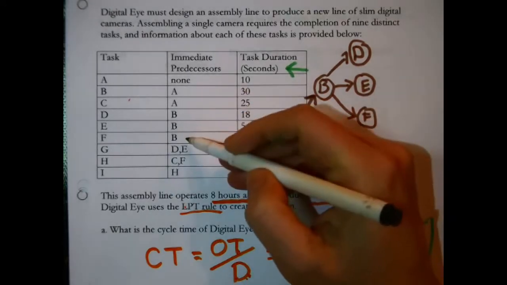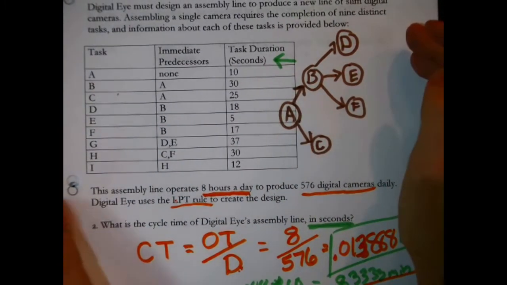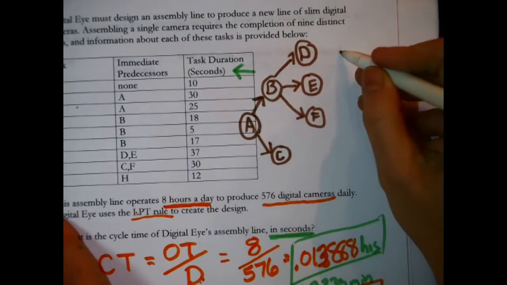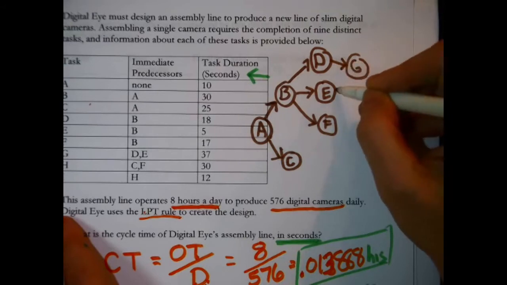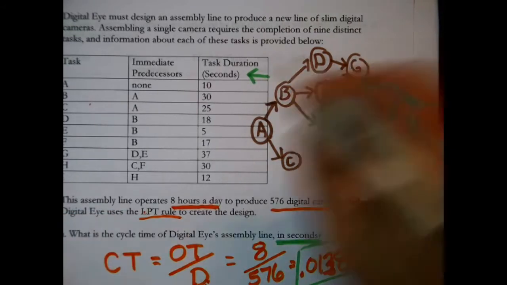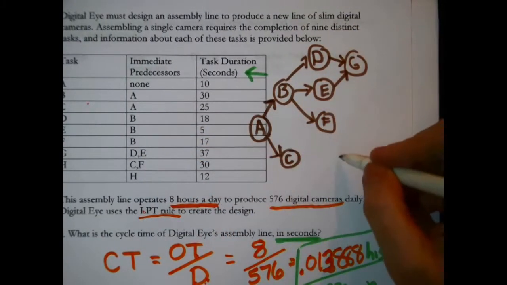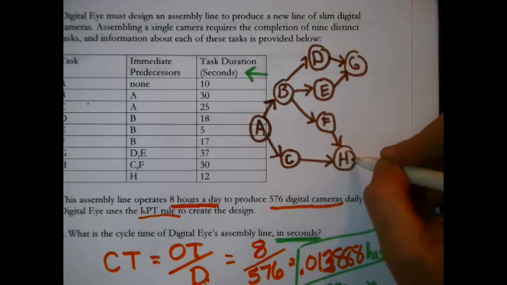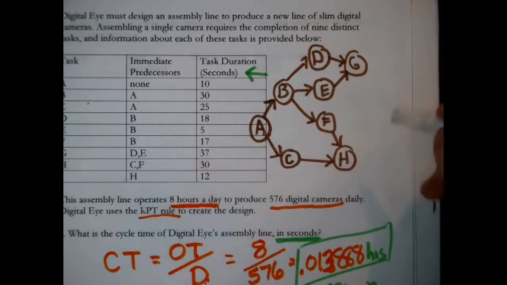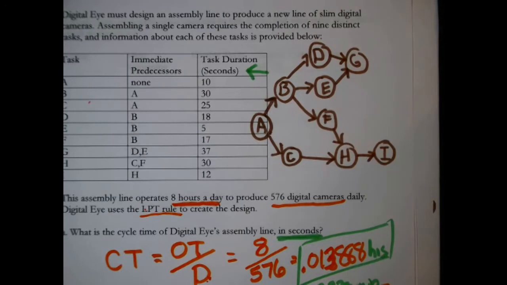Okay, now we're down to here. Task G has D and E as immediate predecessors. They both need to be finished before you can do task G. So I'm going to draw G right here. And I have to connect both D and E to G to represent that relationship. Okay, task H has C and F. Here's C, here's F. And whatever H is, when C and F are done, then you can complete H. And then task I has H as an immediate predecessor, so I'll just draw it there. When that's done, you can go on and do this. Okay, that's the actual precedence diagram itself.